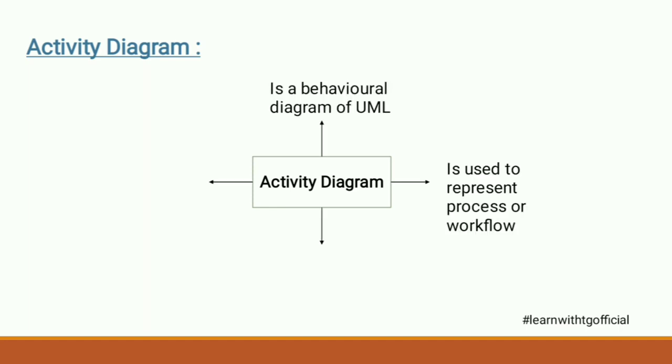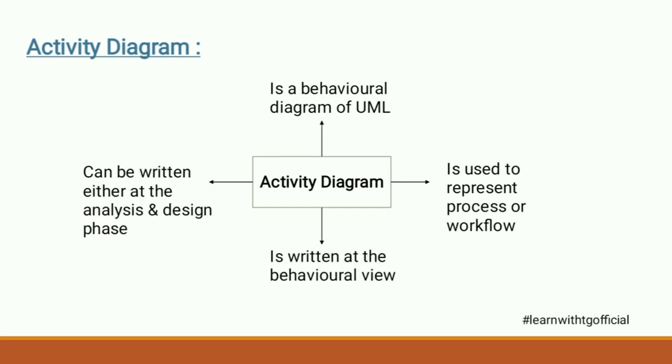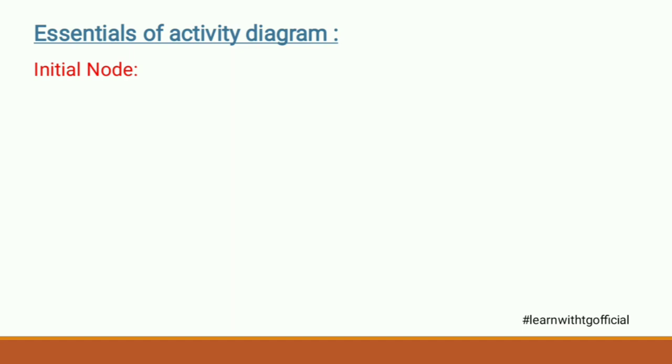It is used to represent a process or workflow which is written at the behavioral view. An activity diagram can be written either at the analysis or design phase. Essentials of an activity diagram: an activity diagram starts with an initial node. The initial node represents the starting point of the diagram.